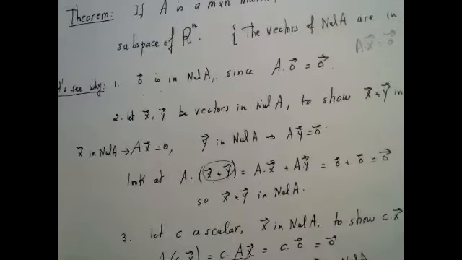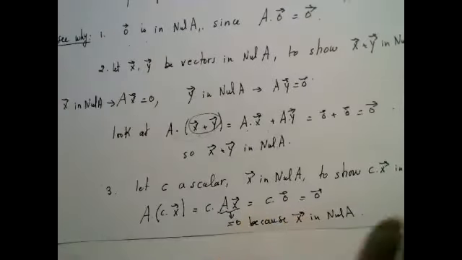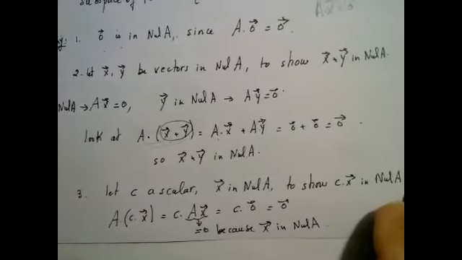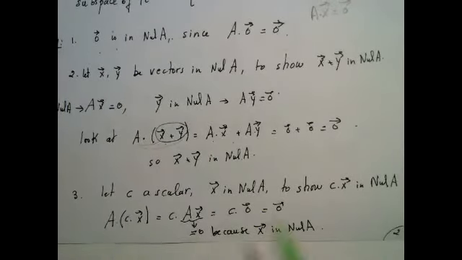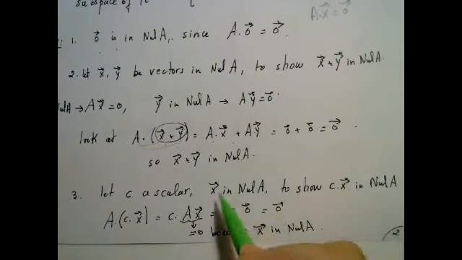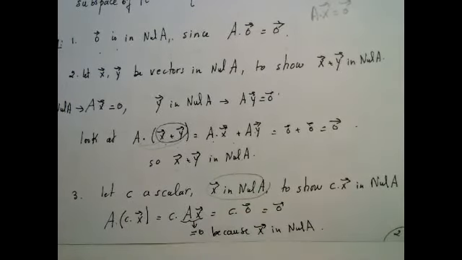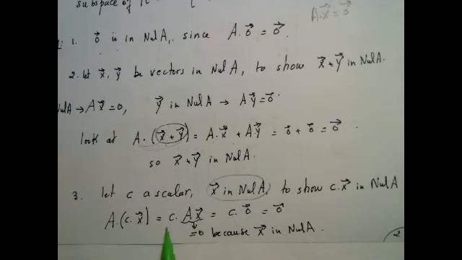Again, if I take a scalar C and X in the null space, to show that CX is in the null space, I start with a vector X in the null space. It means X is a solution, and I scale it. Well, I get another solution. I take A times CX. Now, by the property of matrices, you can take this C out. So that's C times AX. A times X is 0 because X is in the null space. So that's going to give me C times 0, which is equal to the 0 vector.